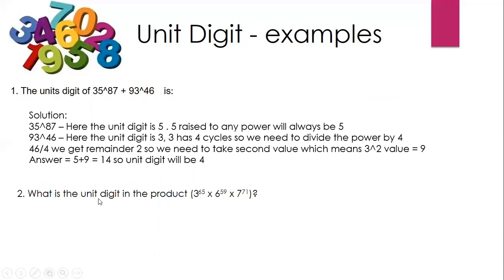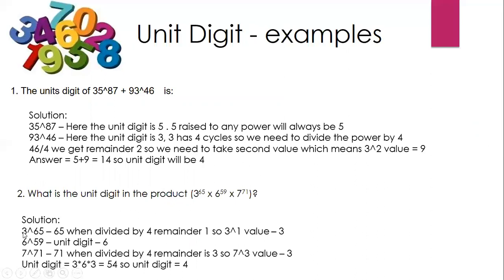Same way, second one: what is the unit digit in the product 3 power 65 into 6 power 59 into 7 power 71? We know 3 has 4 cycles, so the power has to be divided by 4. 65 divided by 4, the remainder is 1.